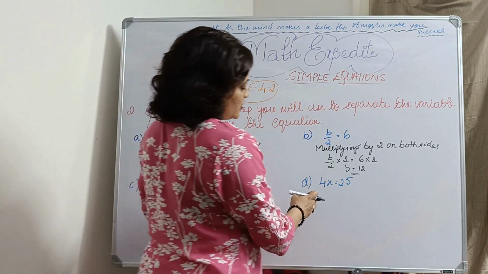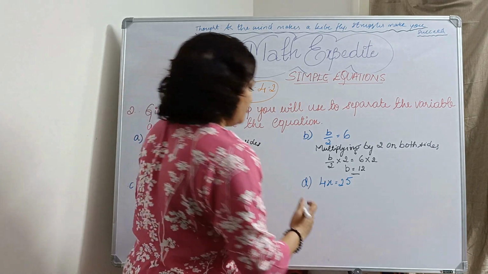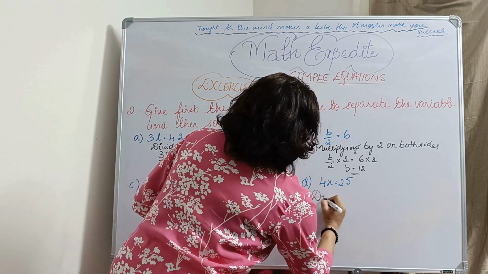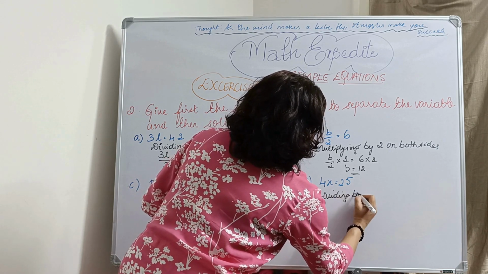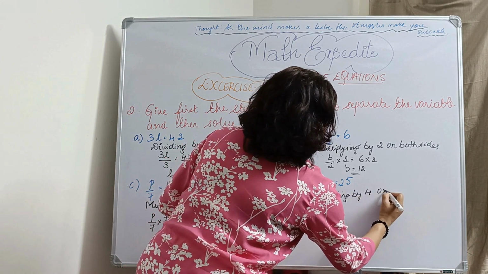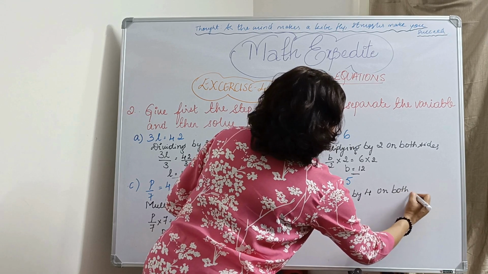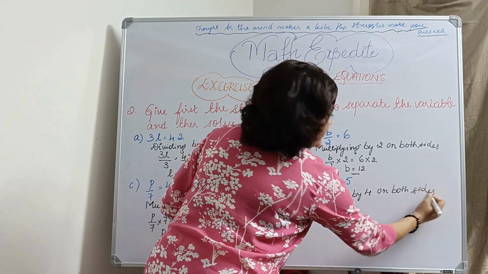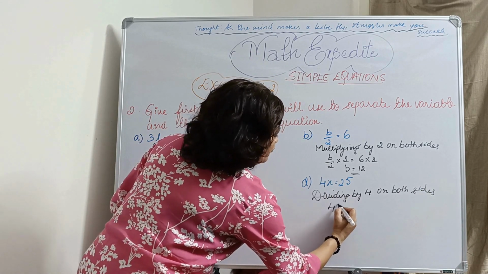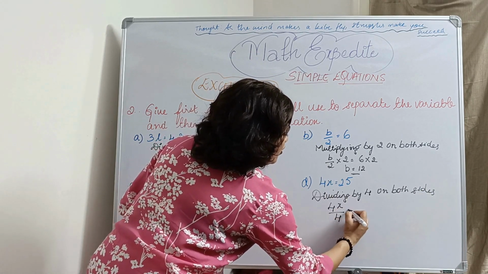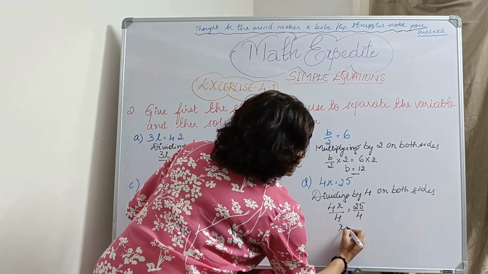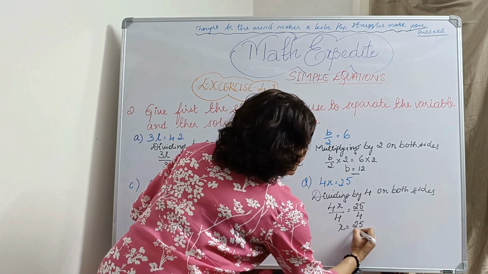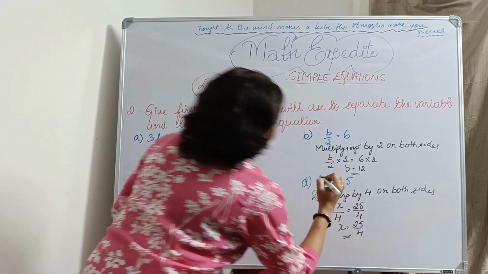This one, what do we have to do? We have to divide by 4, dividing by 4 on both sides. So 4x divided by 4 equals 25 divided by 4. x equals 25 by 4.